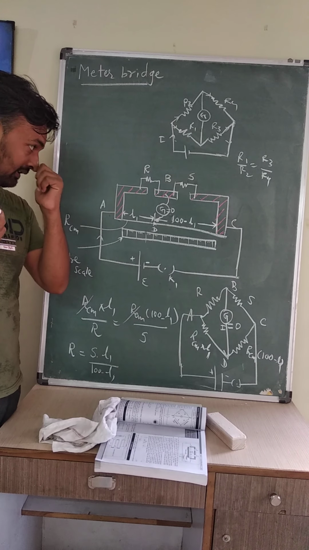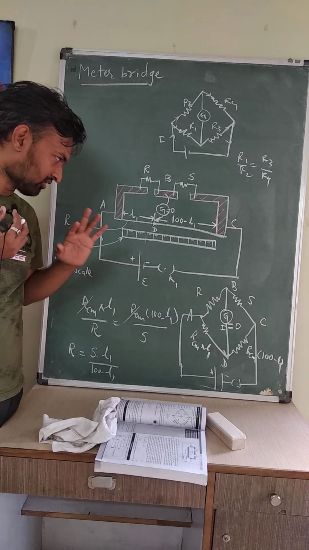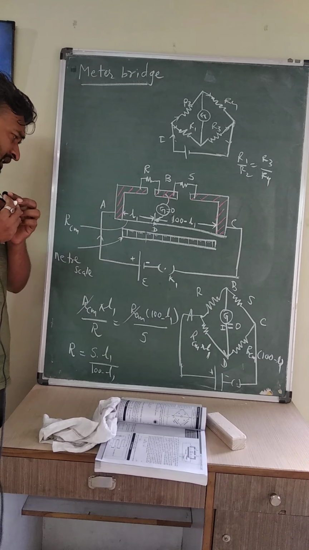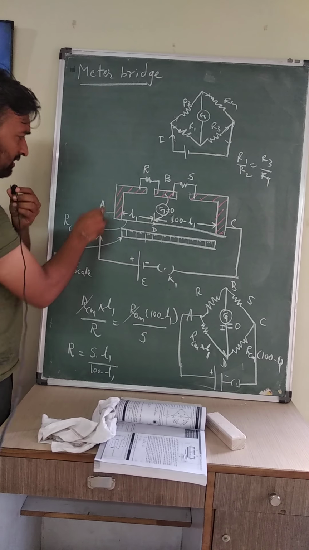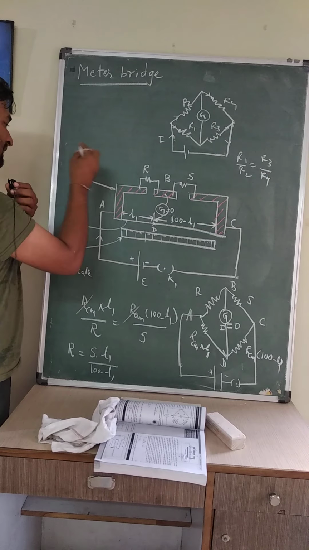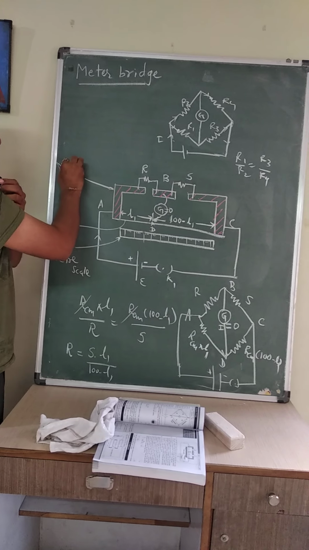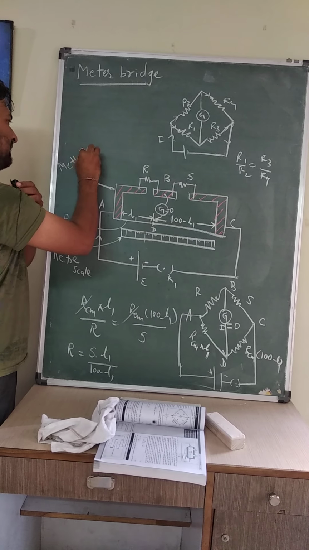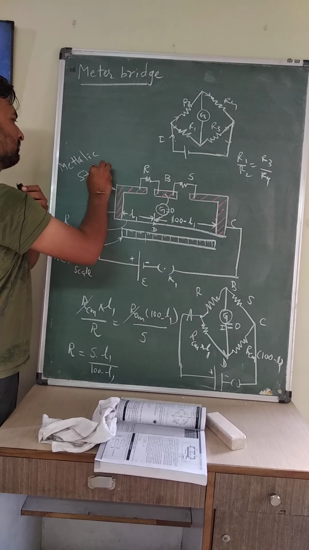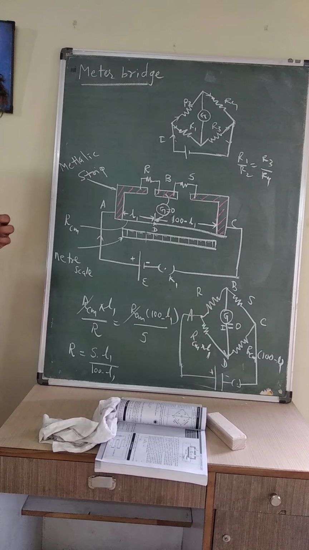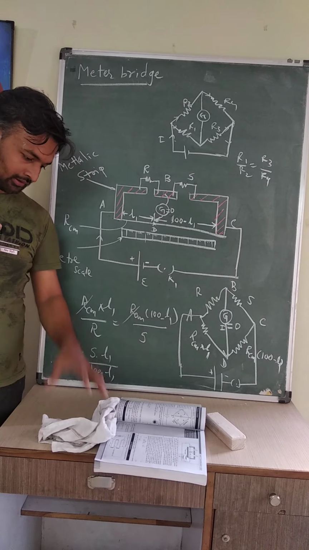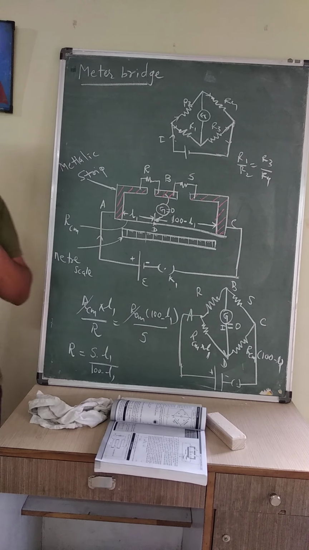I hope the concept is clear and the theory is clear to you. All the things are given. This one is a meter scale. This one is a metallic strip. So this is the portion of a meter bridge.